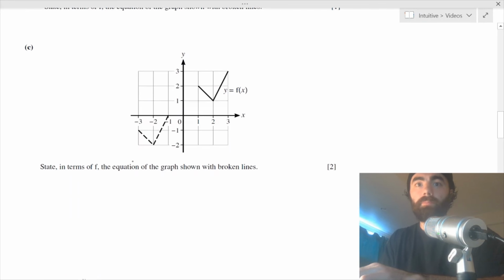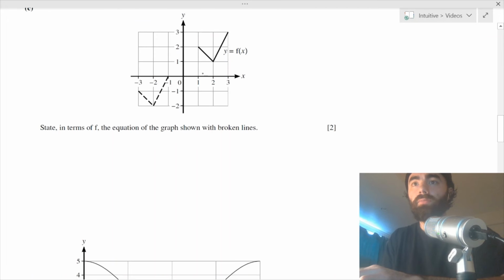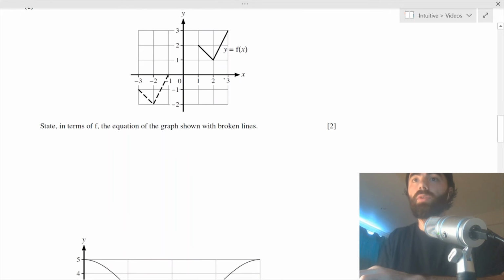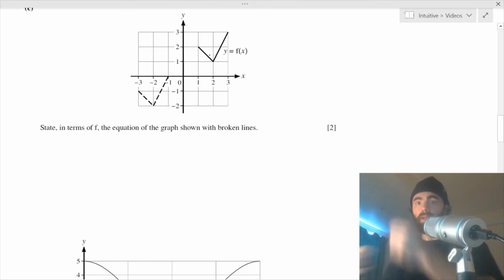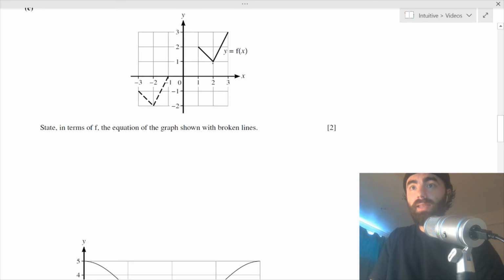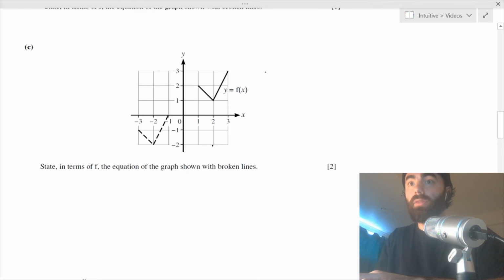Okay, what about this one? State in terms of f the equation of the graph shown with broken lines. Okay, well you can see it looks the same, it has the same shape, so we're not stretching it. And it's not flipping anyway, so really all we're doing is shifting it down 1, 2, 3 in the y direction, and 1, 2, 3, 4 in the x direction. So what would the graph shifting it down 3 in the y direction?